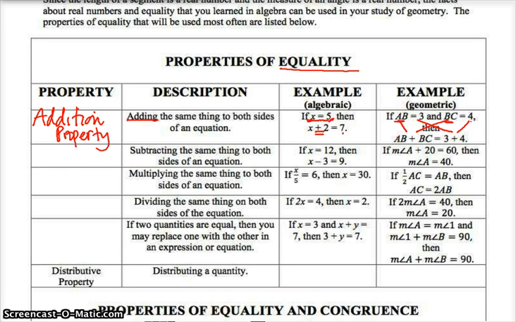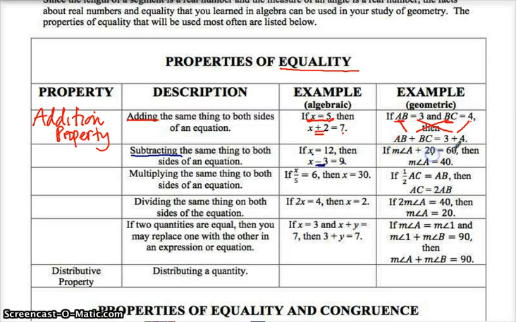Let's look at the second one. If we're subtracting the same thing from both sides of an equation, well, knowing that adding the same thing to both sides was called the addition property, probably subtracting the same thing from both sides is called the subtraction property. You guessed it. Here we have x equals 12. If we subtract 3 from x, then we have to subtract 3 from 12 to get a balanced equation. So that becomes 9: x minus 3 equals 9.